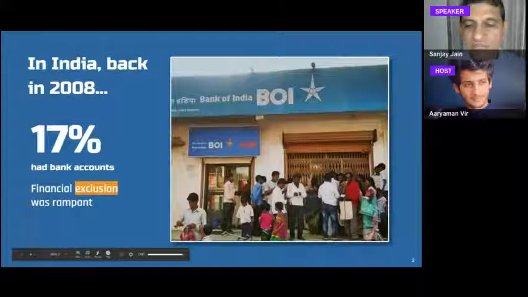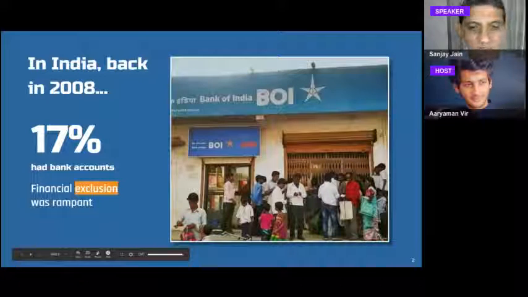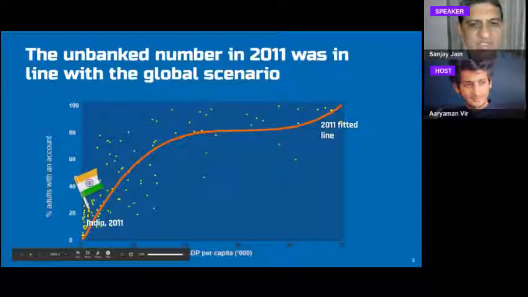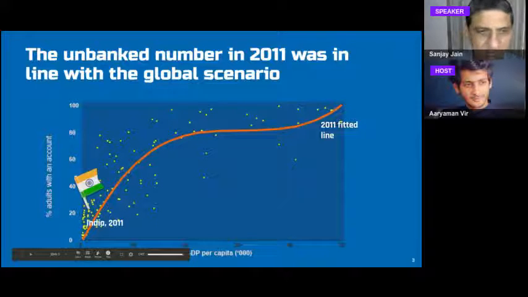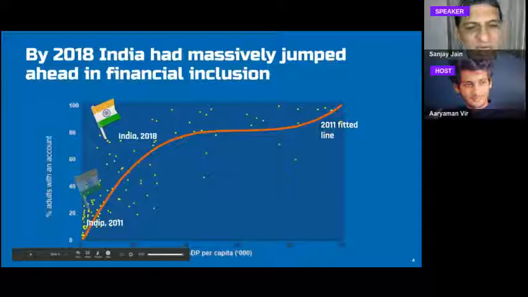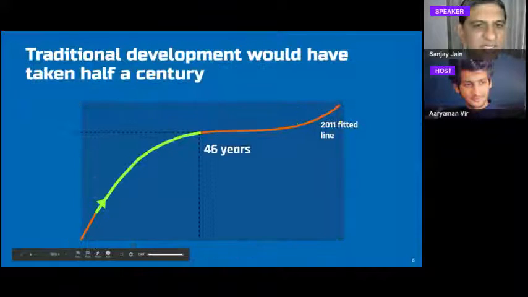Way back about 10, 12 years ago, only 17% of Indians actually had a bank account, and financial exclusion was quite all over the place. If you compare India in terms of percentage of adults with an account and GDP per capita, and we worked with the Bank of International Settlements on this, you would find that India was pretty close to the trend line, which showed how this was distributed around the world. But then, by 2018, we had moved quite aggressively ahead, well ahead of where our GDP per capita would have placed us. And what happened in the meantime was the question.